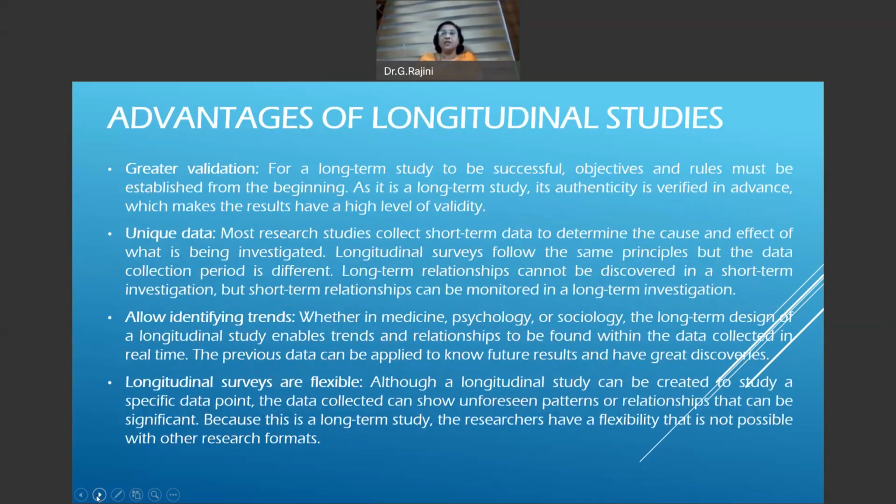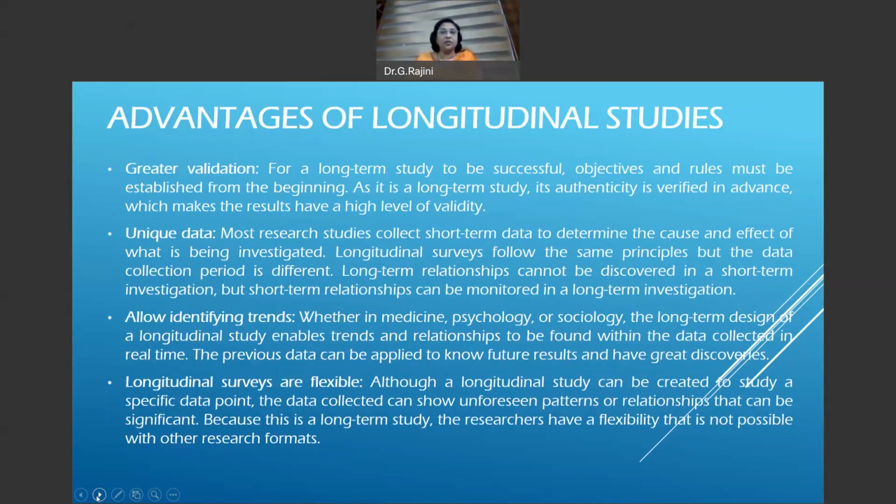So what is the advantage of longitudinal study? It has greater validation. For a long-term study to be successful, the objectives and rules must be established from the beginning. As it is a long-term study, its authenticity is verified in advance, which gives the results a higher level of validity as well.